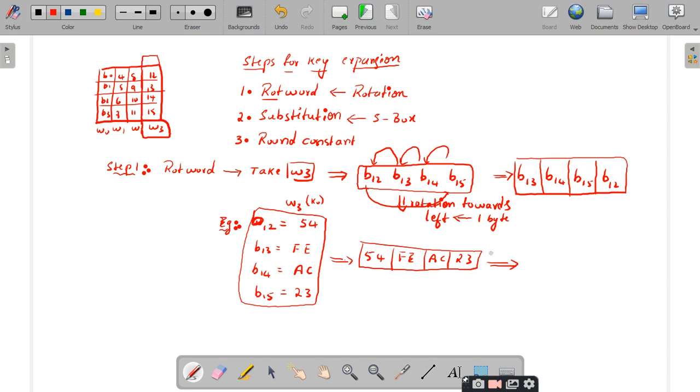So after left shifting 1 byte, what is the resultant you will get here? If you left shift 1 byte of this particular word, what is the resultant I will get? FE, followed by AC, followed by 23, followed by 54, sir. Very simple operation, right?